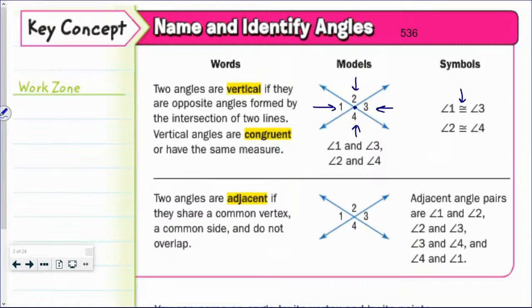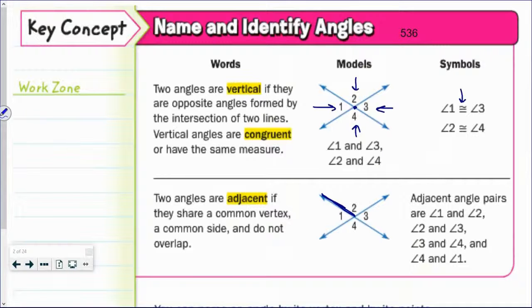Adjacent angles are different. Adjacent angles not only share an endpoint, but they also share a common side. So if I were to trace across this right here, angle 1 and angle 2 both share that ray. They both share that segment of the line. So therefore, those two angles are adjacent because they are touching each other. We don't have any rules about the measurements of adjacent angles. Adjacent angles could be equal. Adjacent angles could be not equal. So therefore, there are no rules for adjacent angles.